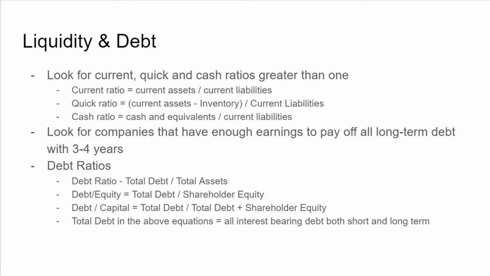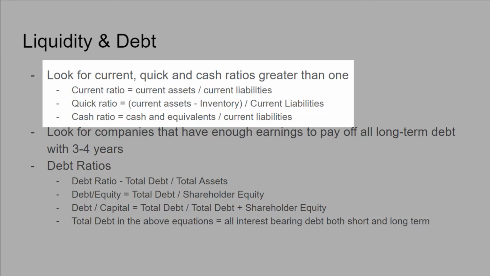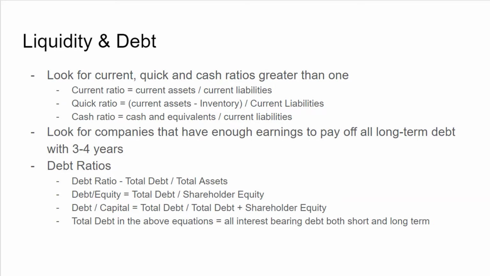So the first thing we want to look at is liquidity. Liquidity is the ability for the company to pay its bills. So we're going to look at three ratios: the current ratio, the quick ratio, and the cash ratio. Ideally, we want all those to be greater than 1, but we'll go through each one here.